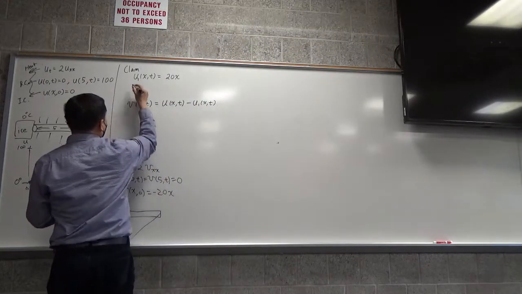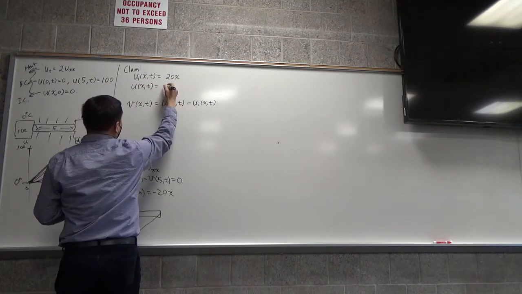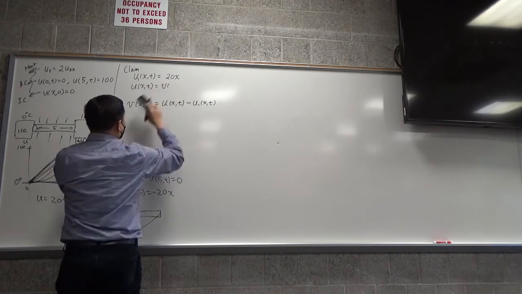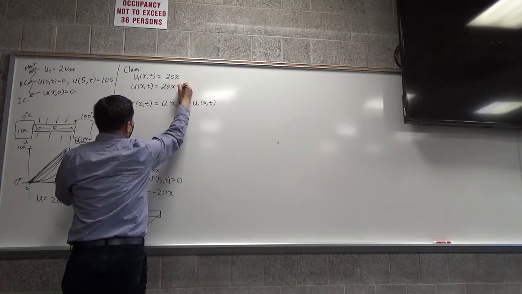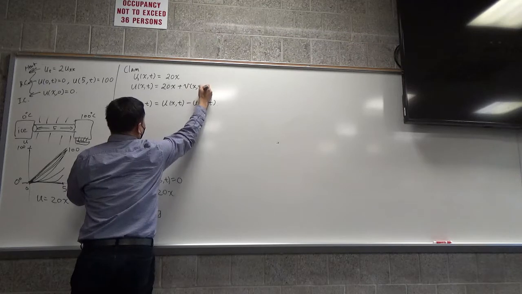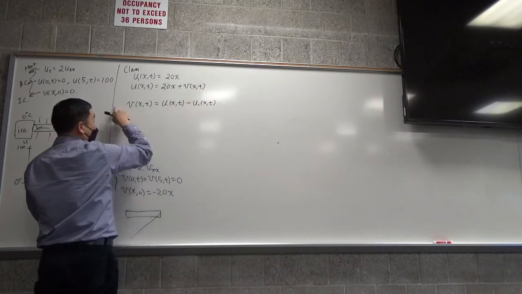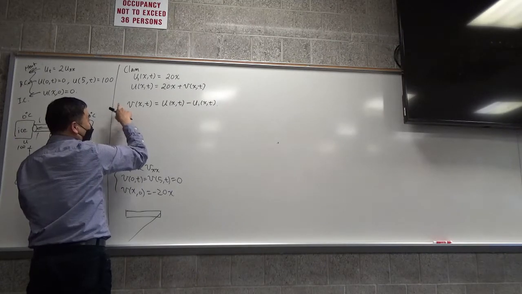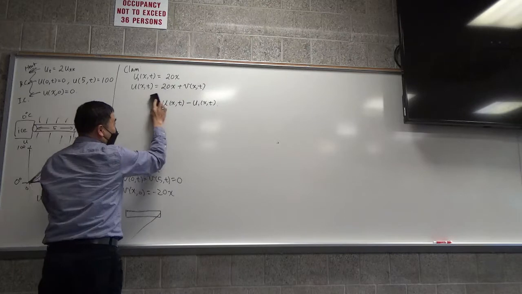So we will just say that u(x,t) at the end of the day will be 20x plus v(x,t). Because u1(x,t) is 20x, so if you move it to this side, you get 20x plus v(x,t) as u(x,t). So that's what we're going to do.